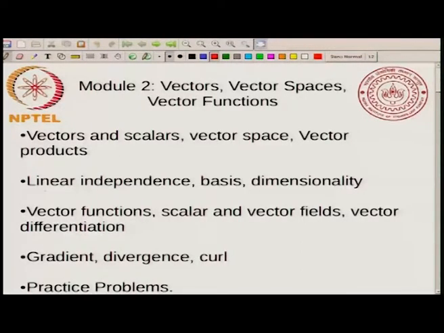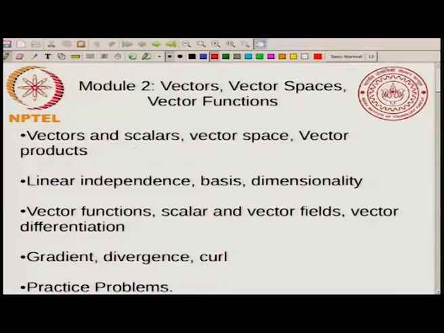In the second lecture I will talk about linear dependence, basis and dimensionality. In the third lecture I will talk about vector functions, scalar and vector fields and vector differentiation, and in the fourth lecture I will talk about gradient, divergence and curl, which are 3 different ways of taking vector derivatives, and then I will conclude in the fifth lecture with practice problems. Each of the lectures will be about half an hour. Okay, so let us get started.